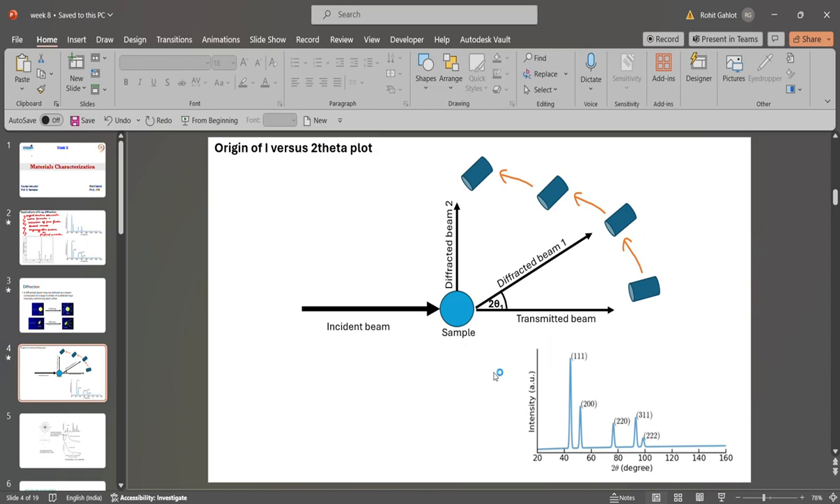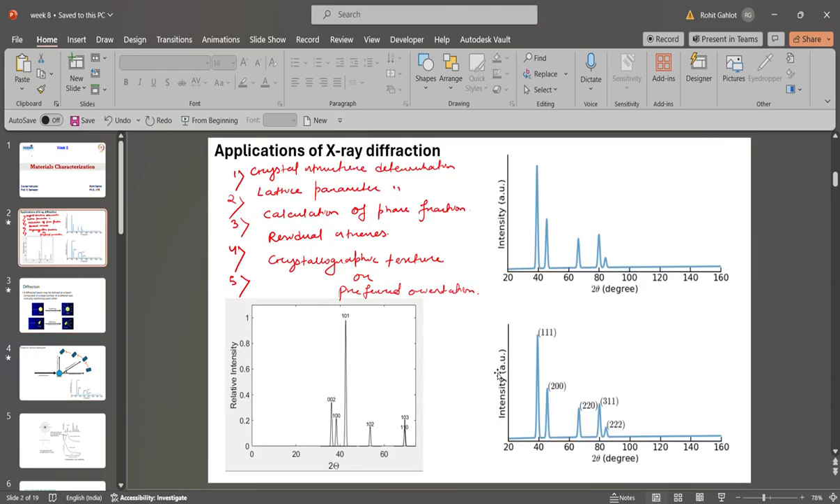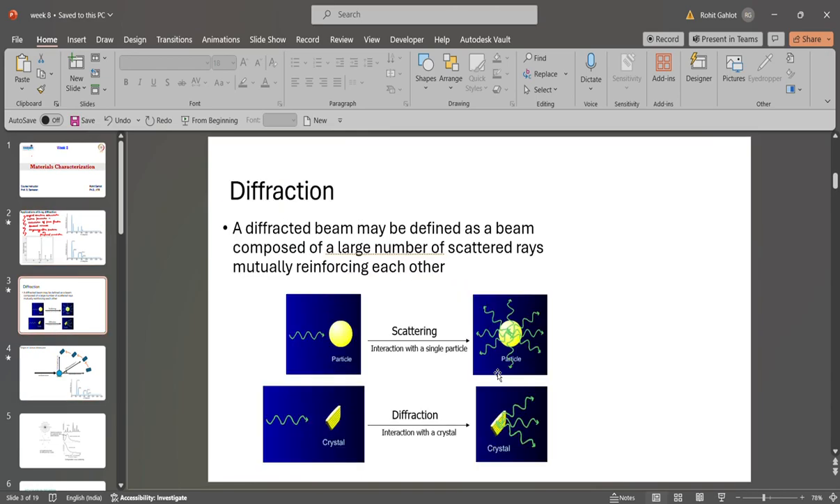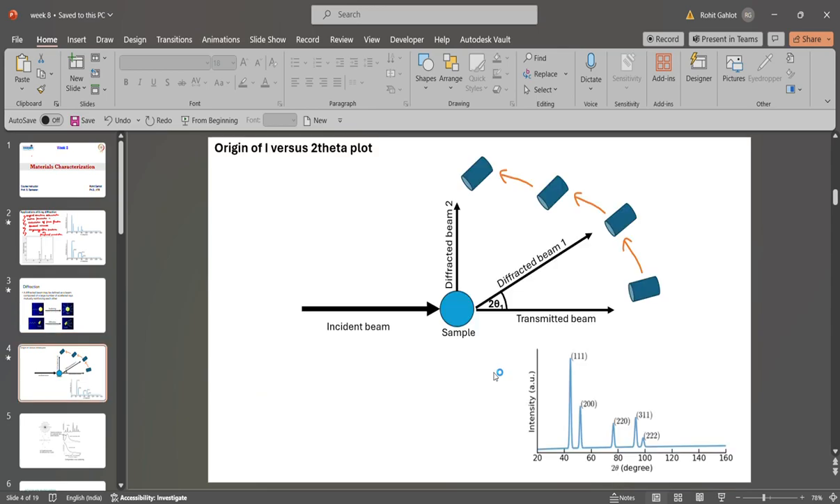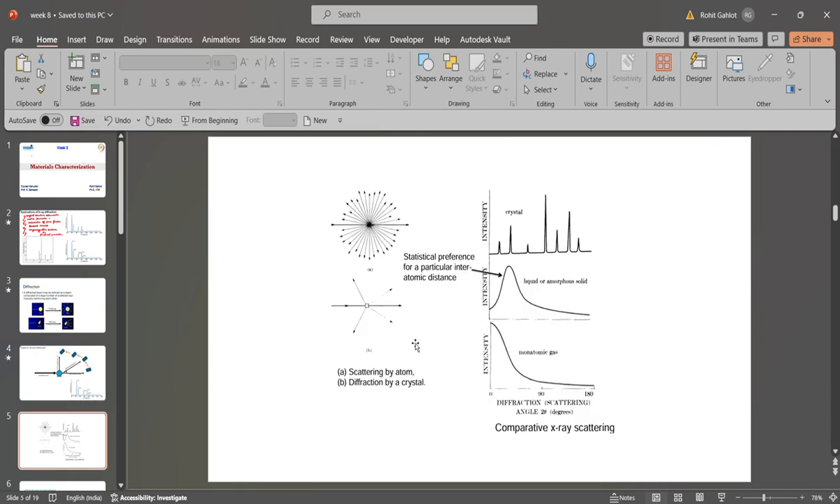And then let's understand the origin of the intensity versus 2 theta plot, as shown in the first slide of today's lecture. This is your specimen sample, and this is the incident beam, and some rays are completely transmitted. However, some are diffracted beams, diffracted beam 1 and 2, and then the plot of intensity versus 2 theta is drawn to obtain the necessary I versus 2 theta plot.